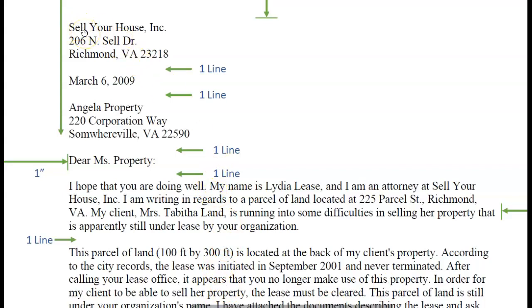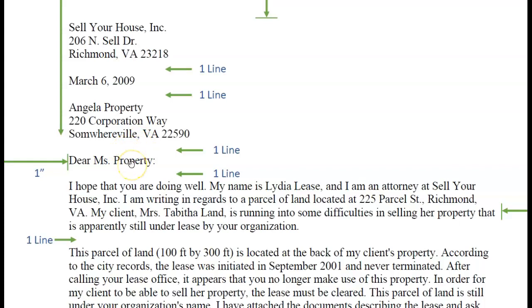The letter has a series of components. First up, your address, the return address. Generally, we don't include your name for the return address because your name will be at the bottom of the letter in the signature block. Double space, date, double space, and then what we call the inside address, the address to which the letter is being addressed.